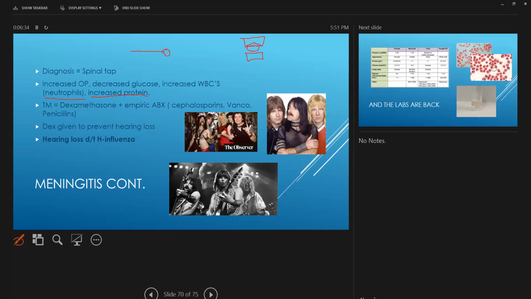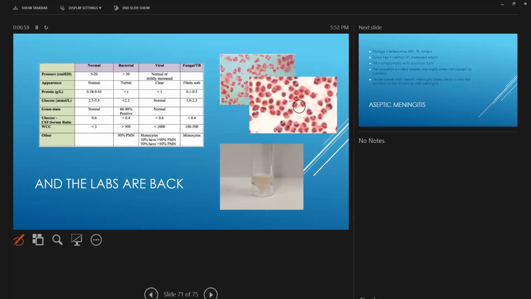All right, treatment is dexamethasone and empiric antibiotics. The dexamethasone is given to prevent hearing loss secondary to Haemophilus influenzae infection. So we're going to give them empiric antibiotics, which are cephalosporins, vancomycin, penicillins, which are going to cover for your common E. coli and beta strep group B species when we're talking about little guys, little infants.